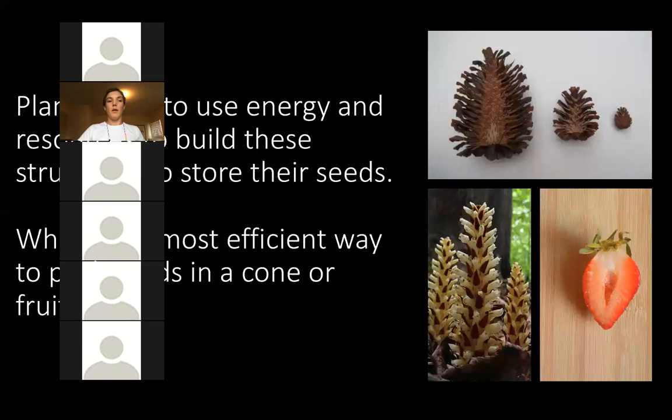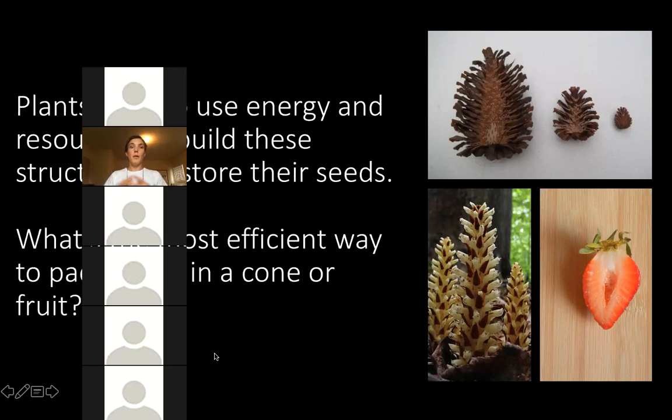But just like those bees and the wasps, plants have to use a lot of energy and a lot of resources to build the structures that they're using to store their seeds. So in the top right is the cross section of a pine cone. You can see all the seeds around the outside, but you can see there's kind of a central core or stalk that it has to build to hold on to all those seeds.